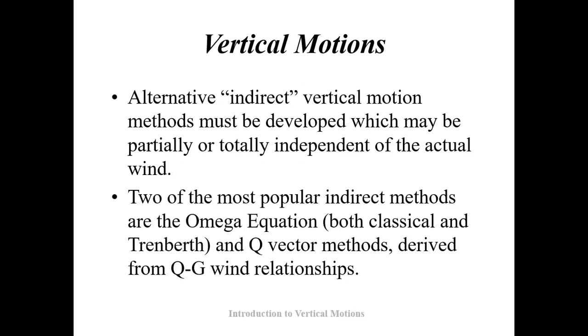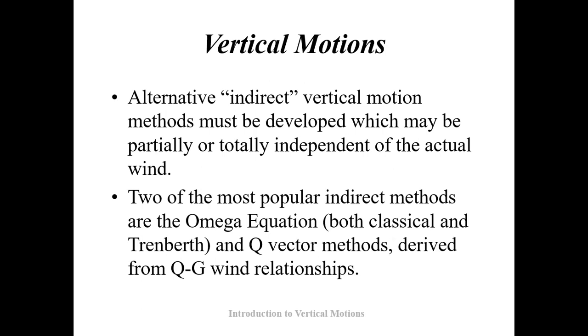So we have other methods we can use to determine whether the air is rising or sinking. These alternative indirect vertical motion methods must be developed, which may be partially or totally independent of the actual wind. Two of the most popular indirect methods, and we're going to talk a little bit about the omega equation. For the sake of simplicity, I'm going to tie in the omega equation with various parameters of the atmosphere, and you'll see that on a chart towards the end of this training.